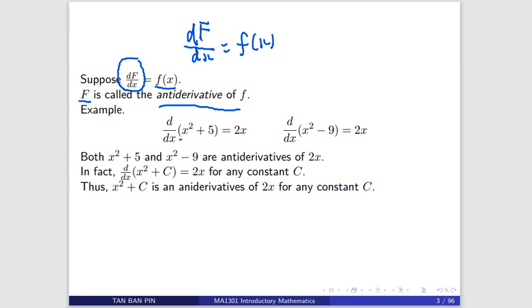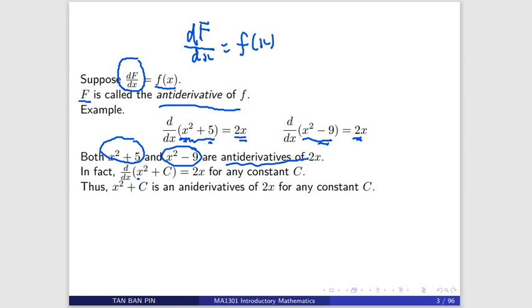For example, if you differentiate x squared plus 5, you will get 2x. Differentiating x squared gives you 2x. Differentiating 5 gives you 0. Differentiating x squared minus 9 also gives you 2x. So we say that both x squared plus 5 and x squared minus 9 are antiderivatives of 2x.